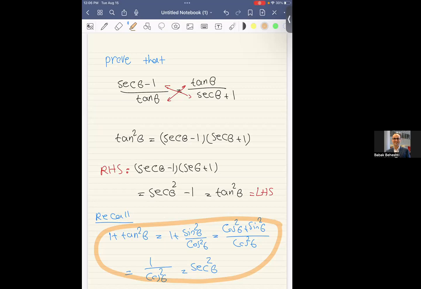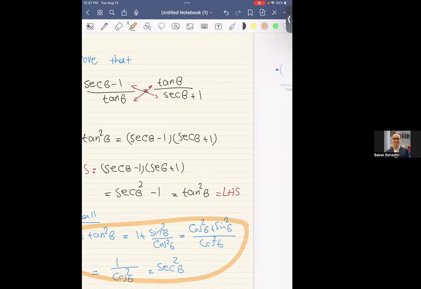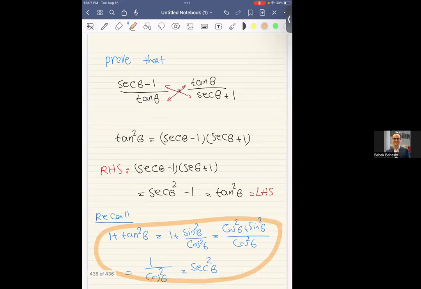Is that clear? Aren't you not allowed to move things around? No, you can't. That's fine. Or let's do it without cross multiplying. Let's say that I begin here with the right-hand side. So tangent theta divided by secant plus 1.